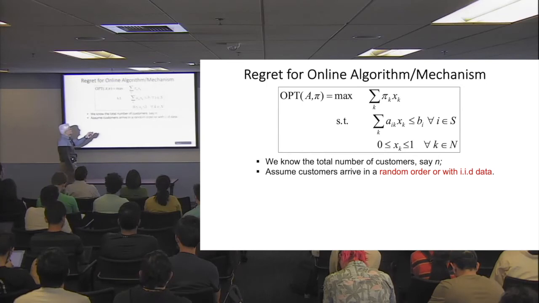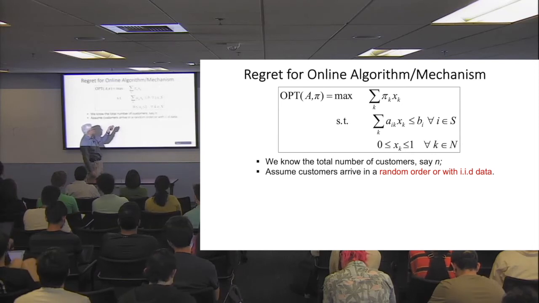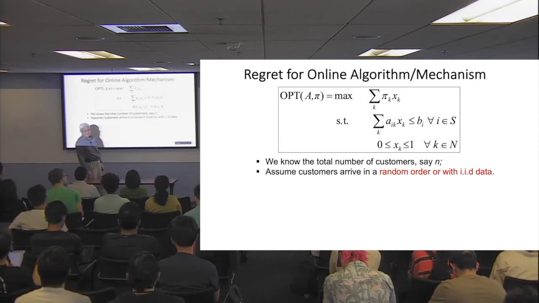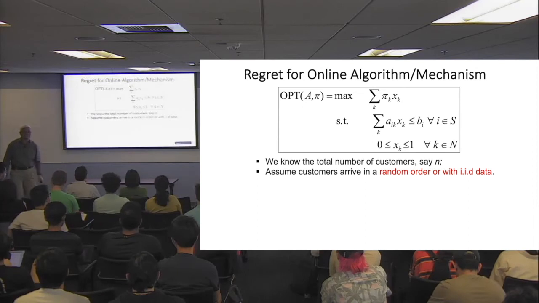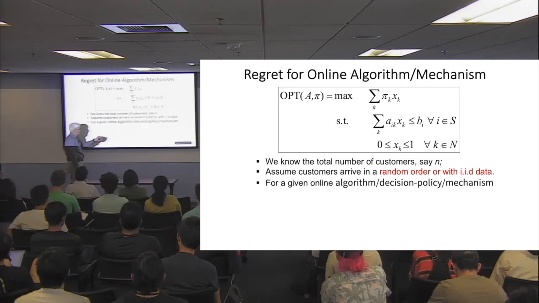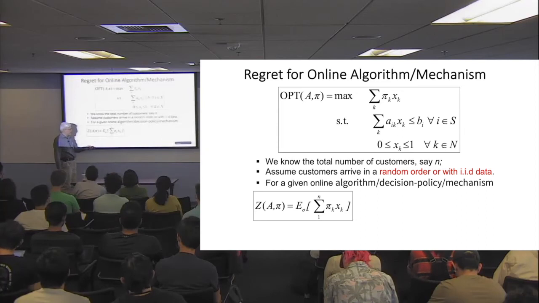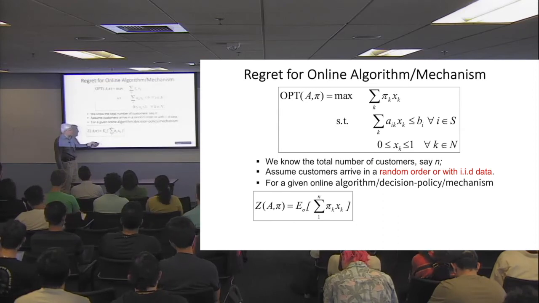Here, we assume π_k and a_ik are already determined. We only assume now that the customers arrive in a random order. Okay, so maybe each of these π_k, a_ik could be some kind of i.i.d. This is what people typically do in this online evaluation. For a given online decision policy mechanism, we compute the expected value. So x_k is decided online, sequentially. At the end we still compute the social objective value. We take an expectation over all the possible permutations.